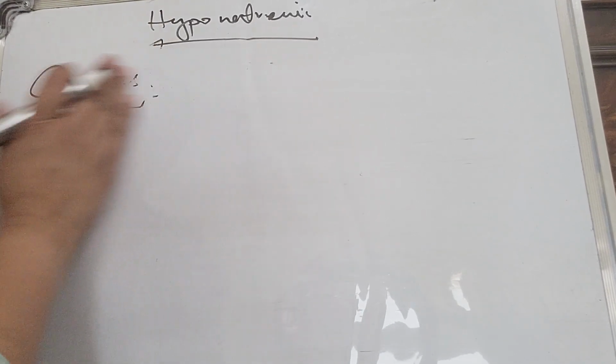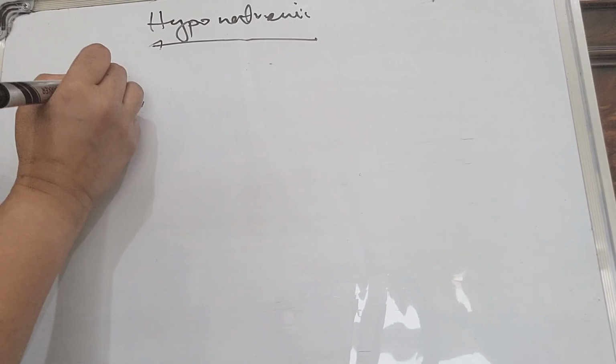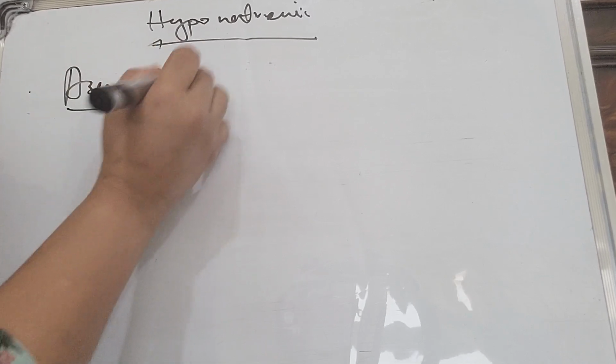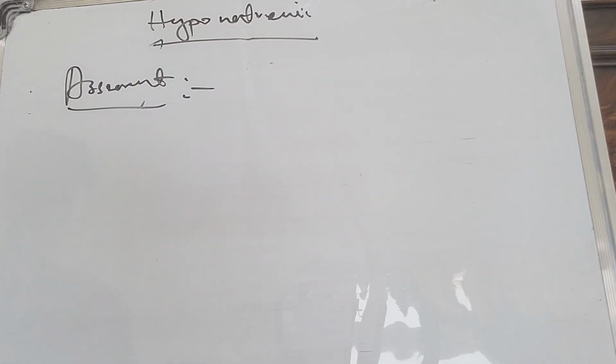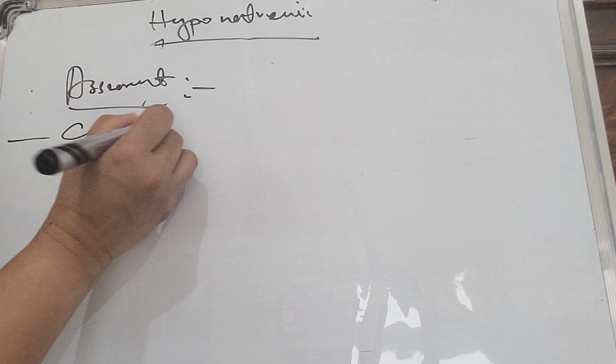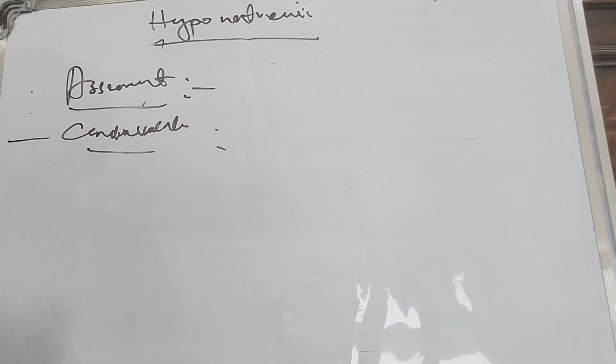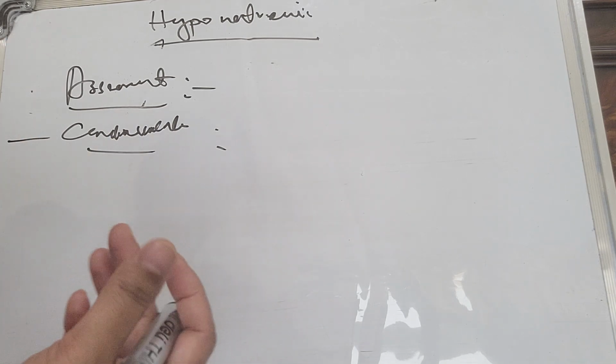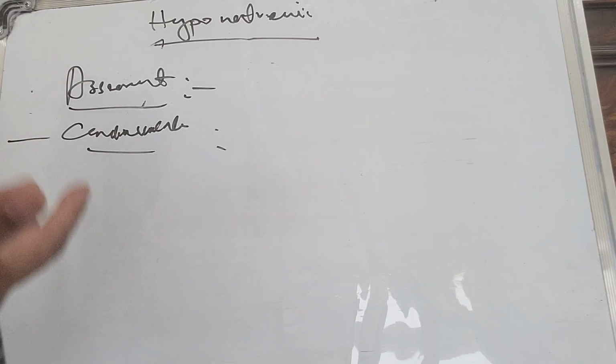Now the assessment. How will we assess the patient with hyponatremia? It also depends on the systems. So first we will talk about cardiovascular. Symptoms vary with changes in vascular volume. It depends on the vascular volume of the heart.